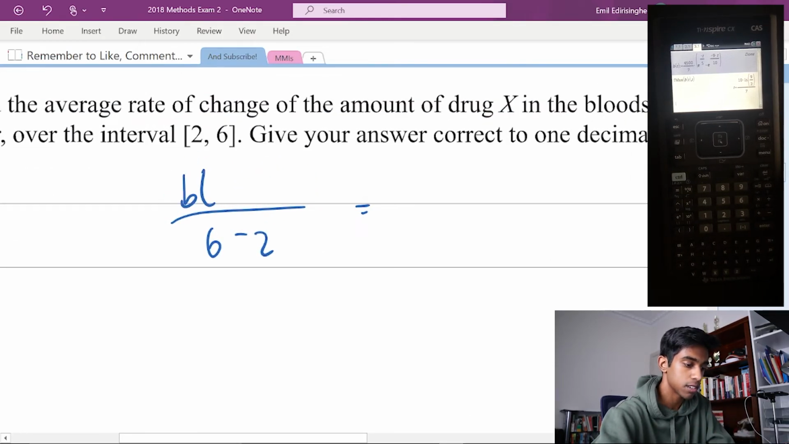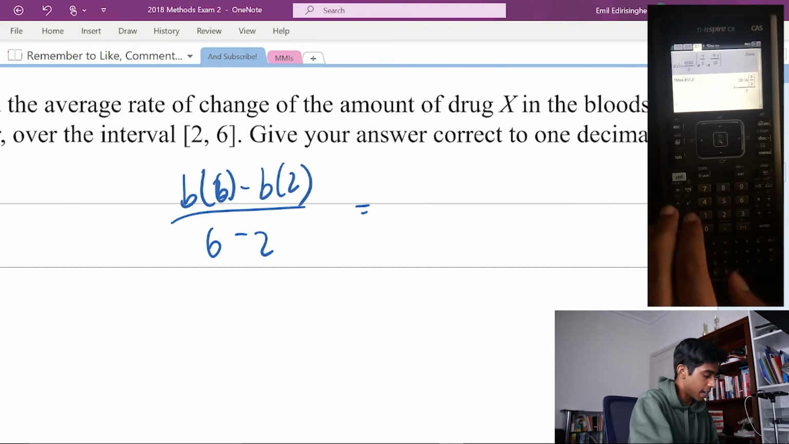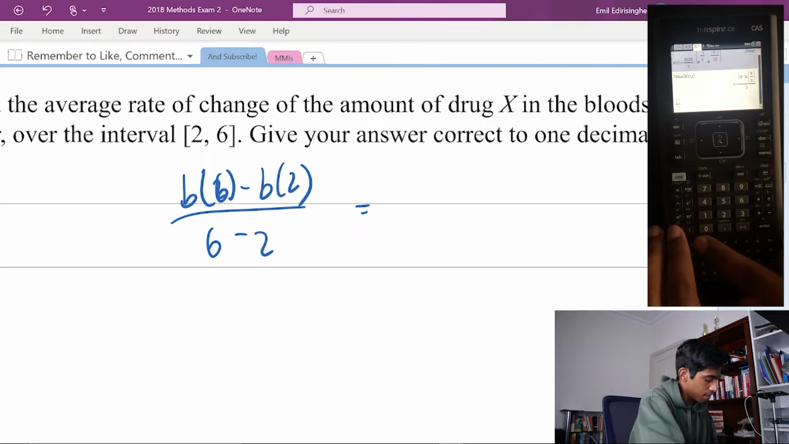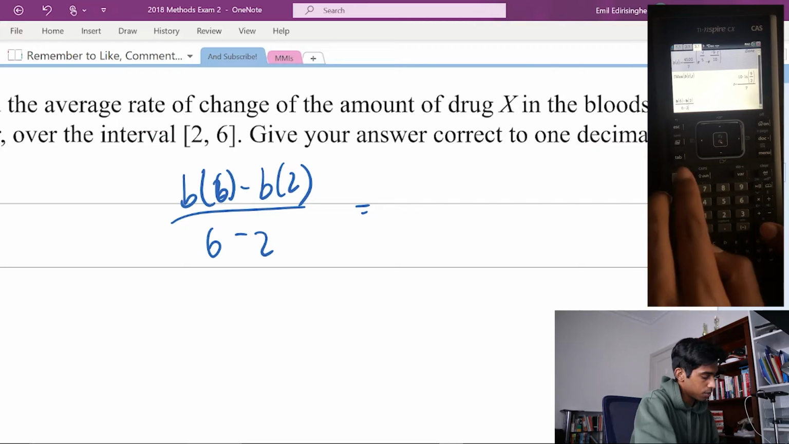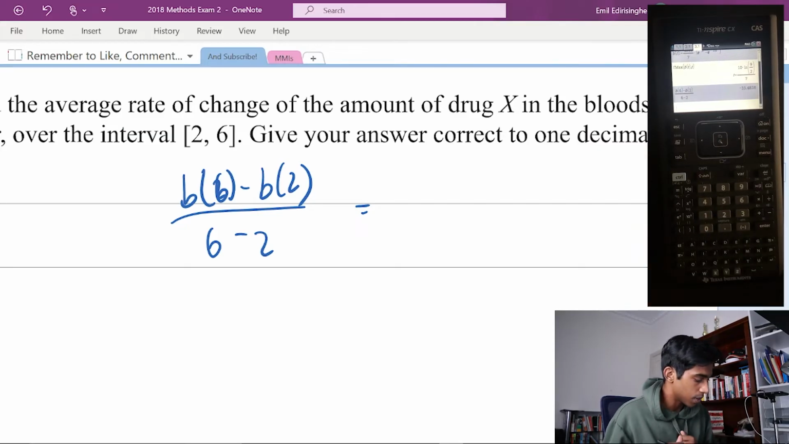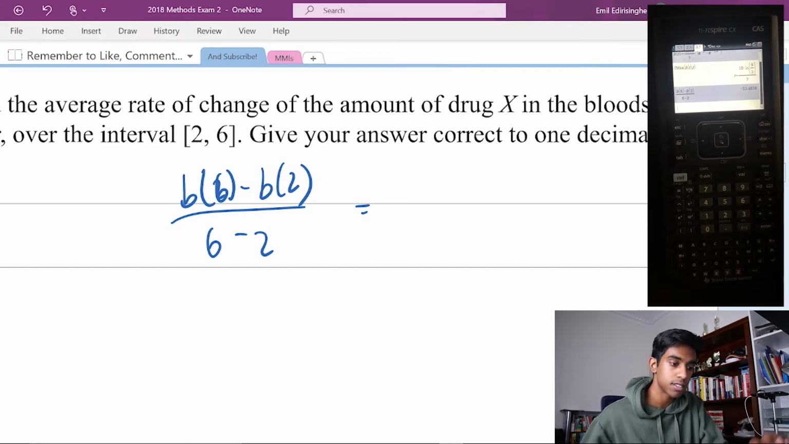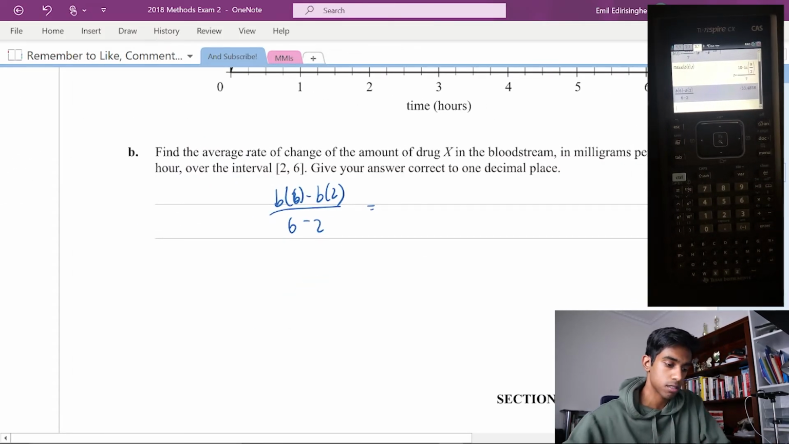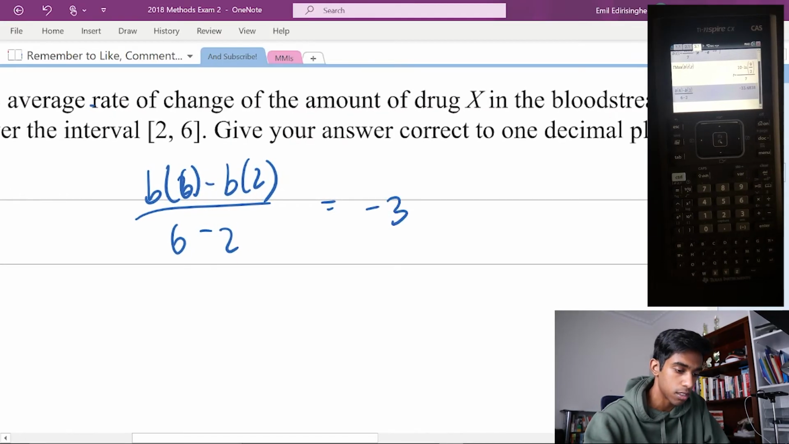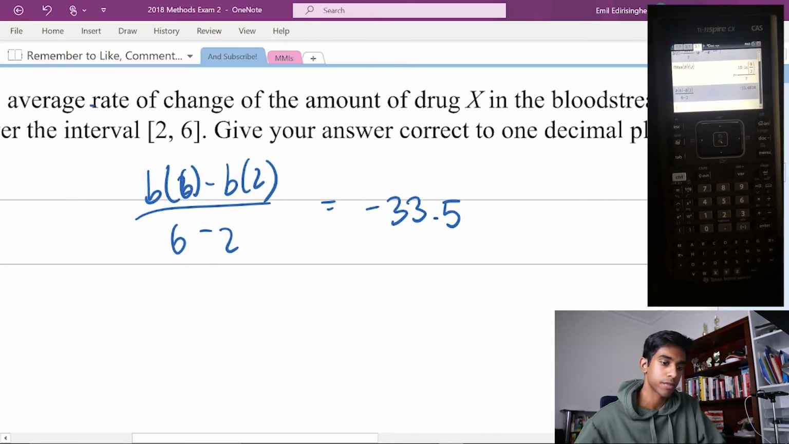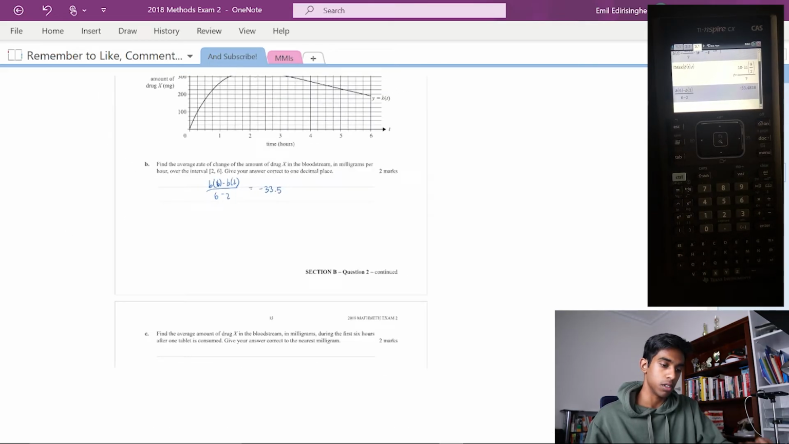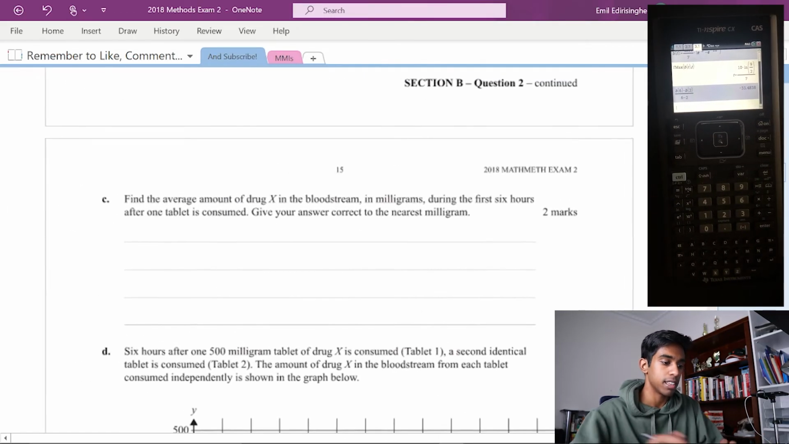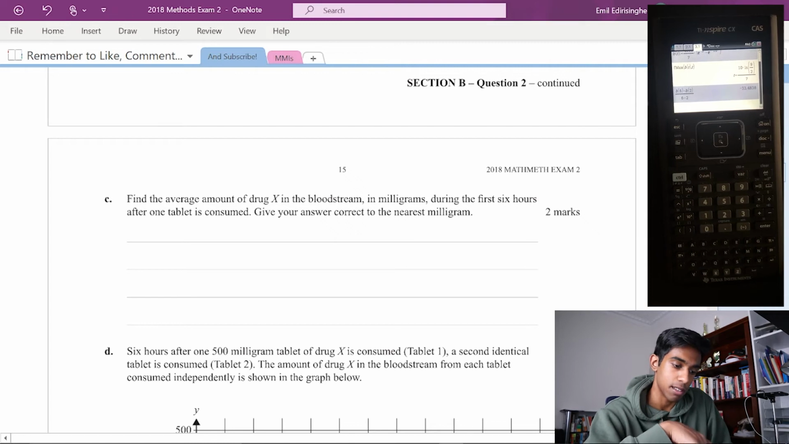So b of 6 minus b of 2. So I'll put that into the CAS. We get b of 6 minus b of 2 on 6 minus 2. And we'll approximate it. So we get negative 33.5 since they say to one decimal place. So yeah, got negative 33.5 in milligrams per hour.